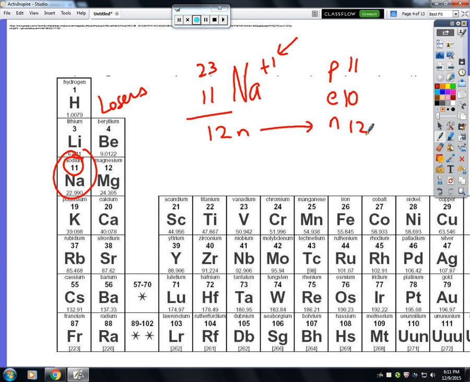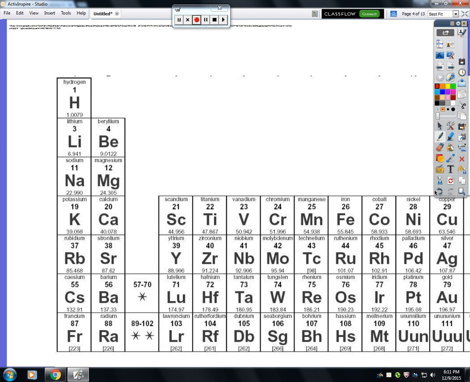All right, now how do I do iron? Well, iron's sitting right here. And iron, they say it's iron 2+. That's what's given to you. So how many protons, electrons, and neutrons?